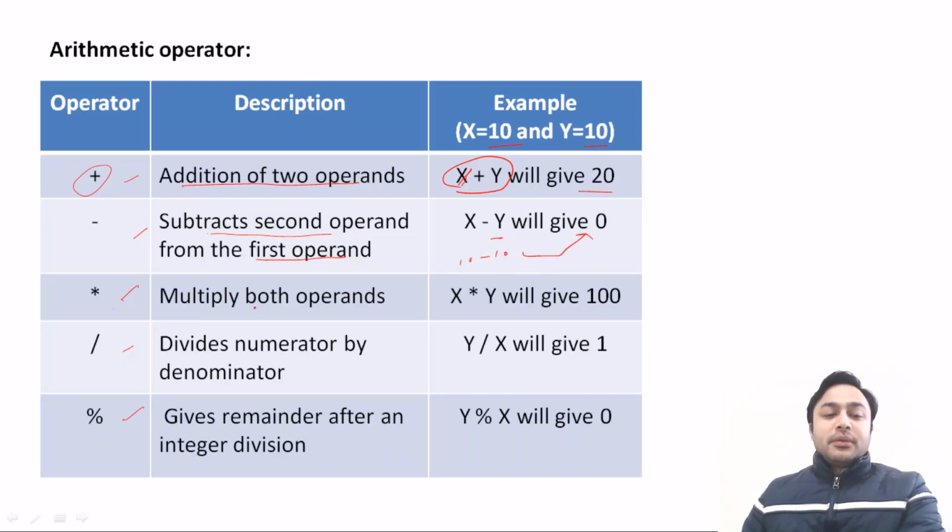Similarly, the multiplication operator will multiply both operands. In this case, the value will be 100. The division operator will divide the numerator by the denominator, and the value will be 1. The modulus operator will give the remainder, and the value will be 0. For example, y divided by x: you can divide 10 by 10, the quotient is 1 and the remainder is 0. So the modulus operator will give you the remainder.